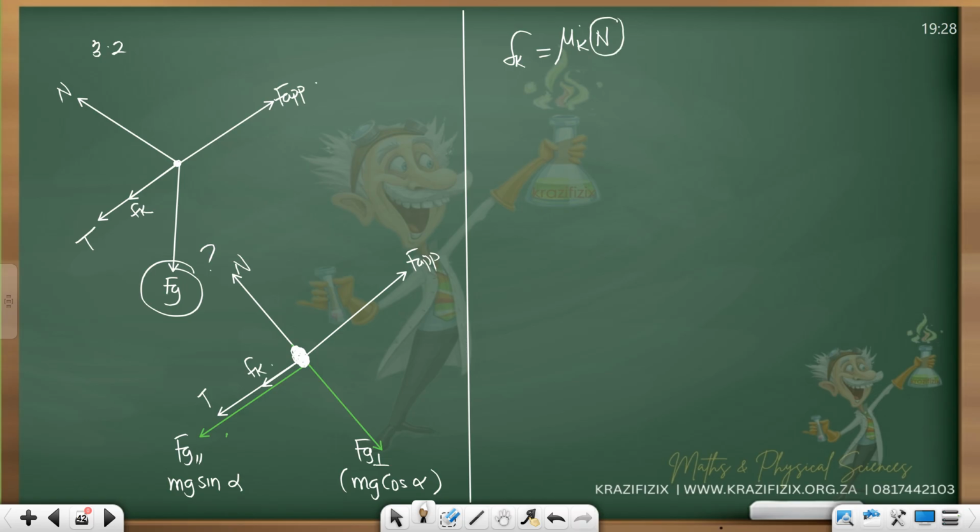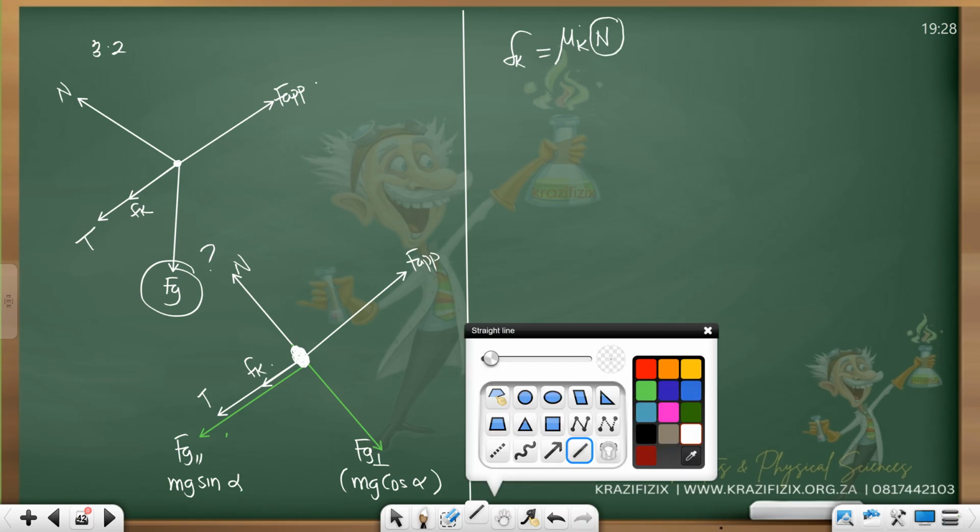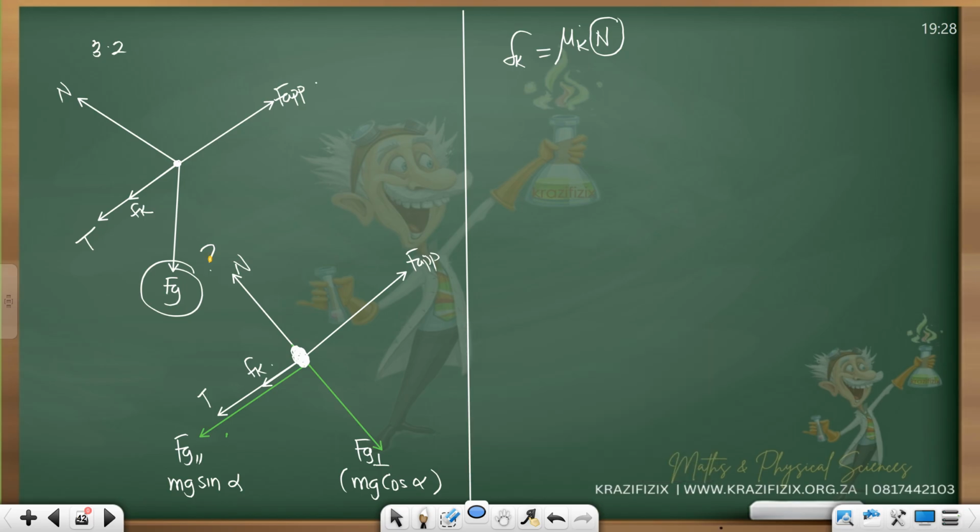What is normal? Go back to your diagram. I'm going to circle my normal. My normal is this. Which force is opposite the normal? There's only one force. Oh, it means my normal force is the same as Fg perpendicular, which is mg cos the angle. Lovely. All right, so that one we can solve because we know the mass. Mass is 3,2.